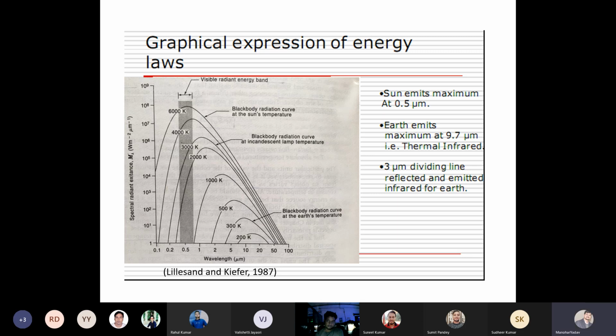How much analysis can you base on this? How much information can you figure out based on this plot and this discussion, like the visible radiant energy band? The peak of the 6000 degrees Kelvin plot falls within that band, and it is centered at 0.5 micrometer.